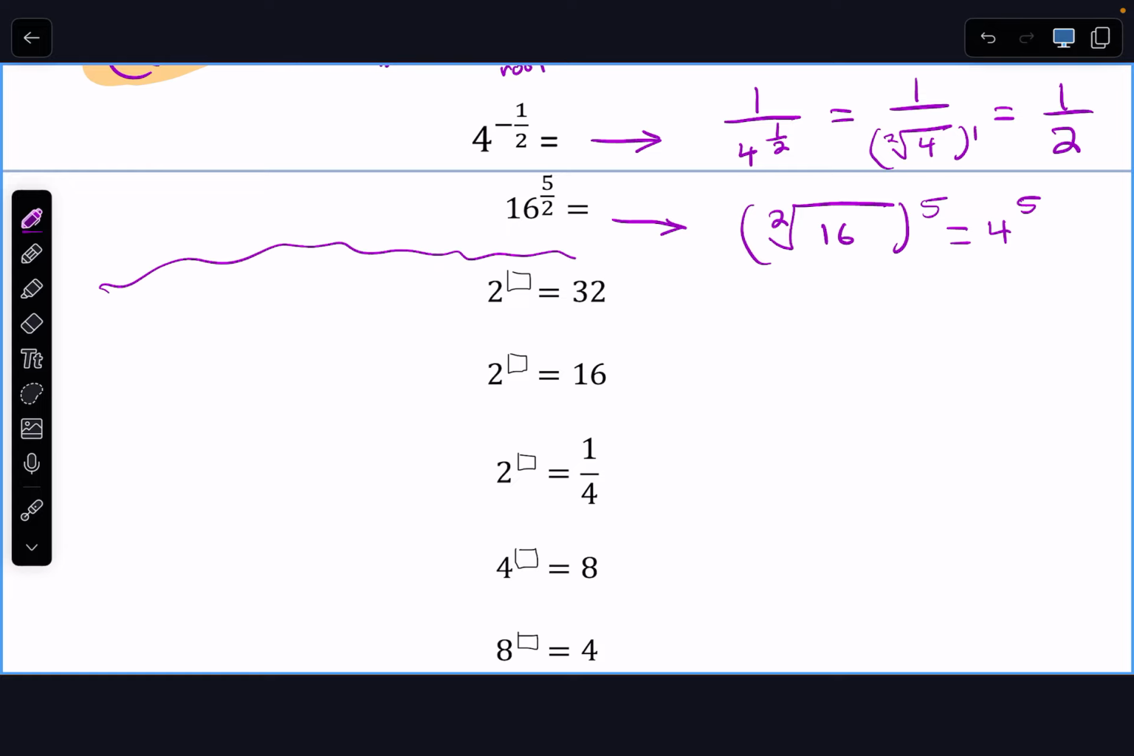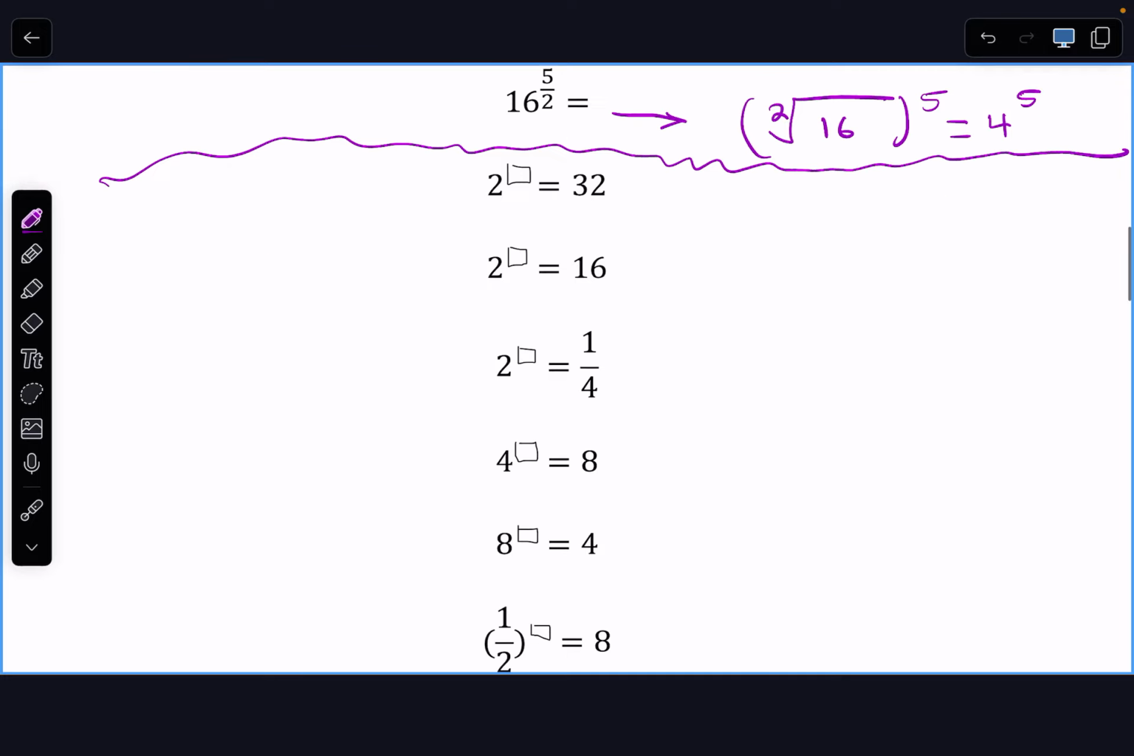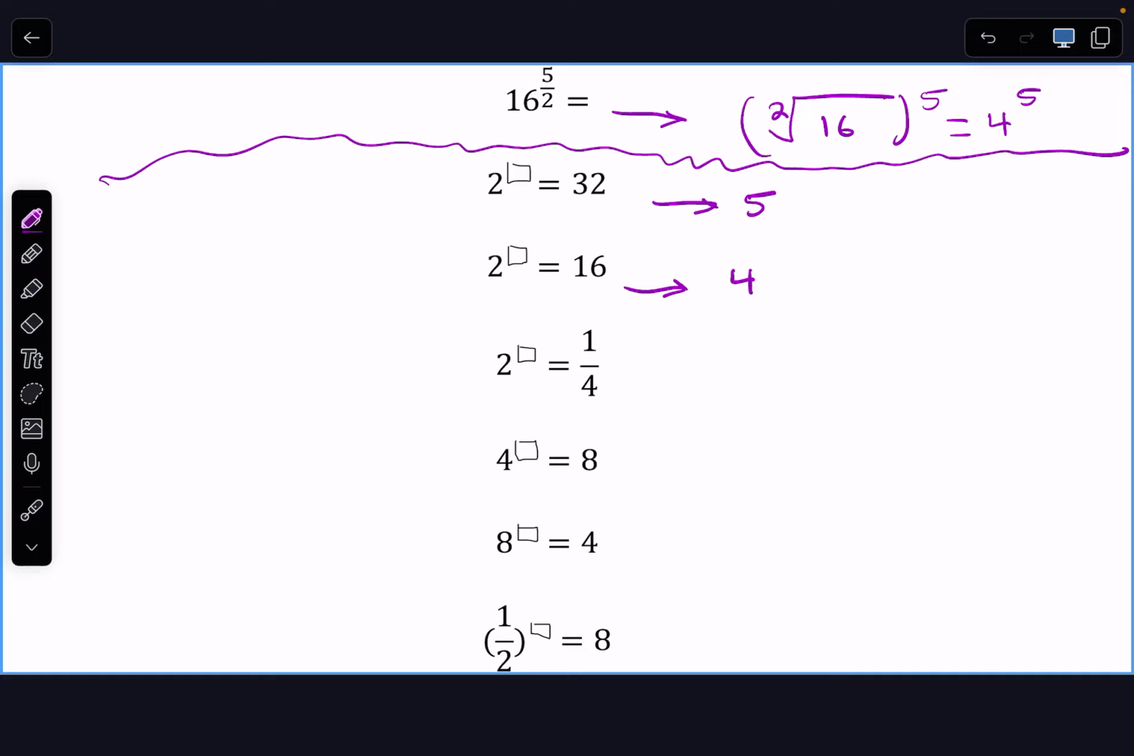All right. So now we've reached a different set of problems. These problems are telling you to find the missing exponent. So how many times do I multiply 2 to get 32? This is 5. How many times do I multiply 2 to get 16? This is 4. And once again, you can write 2 times 2 times 2 times 2, and you'll see that's 16.